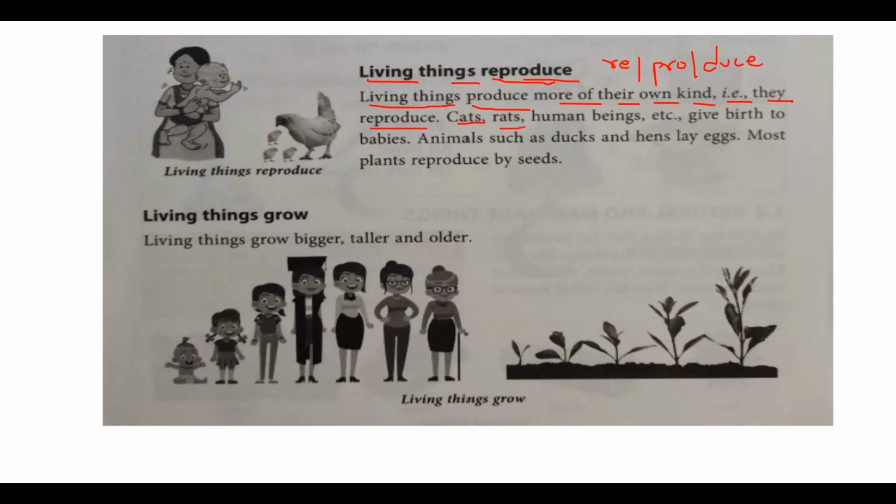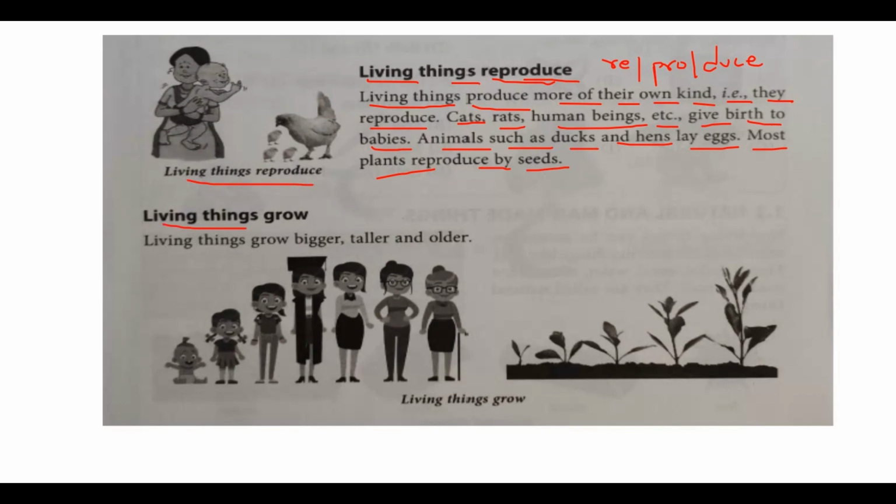Rats, human beings, etc. give birth to babies. Animals such as ducks and hens lay eggs. So ducks and hens lay eggs, and from there we get the ducks and hens. Means they hatch the baby ducks and baby hens. So most of the plants reproduce by seeds. Most of the plants get multiplied or make their own kind from the seeds. Living things reproduce to make their own kind.